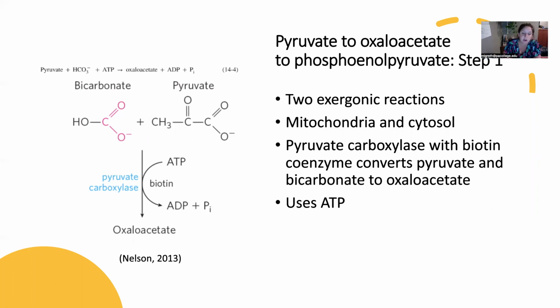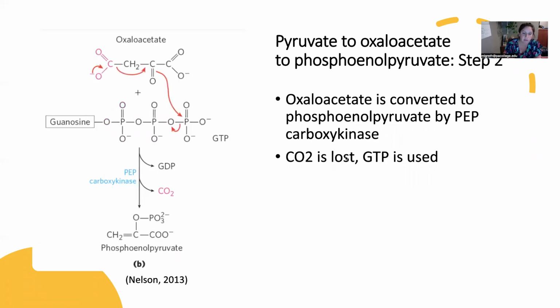The enzyme pyruvate carboxylase with the coenzyme biotin uses 1 ATP to convert the bicarbonate and the pyruvate to oxaloacetate. And that's what you see here on the left. So that was step 1. And then step 2 in this reaction, oxaloacetate is converted to phosphoenolpyruvate by PEP carboxykinase. During this phase, CO2 is lost and a GTP is used.